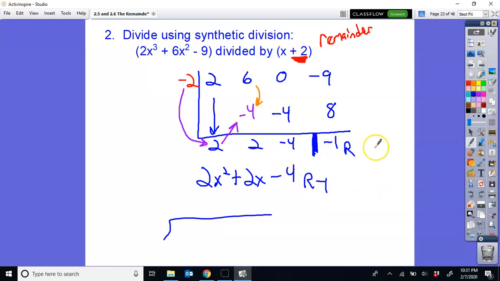Because if you get something that divides without a remainder, then you know the thing you divided by is a factor, and the thing that you got as your answer is a factor.